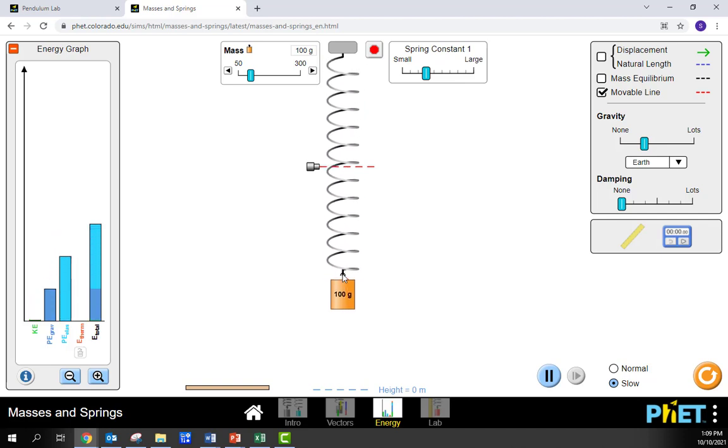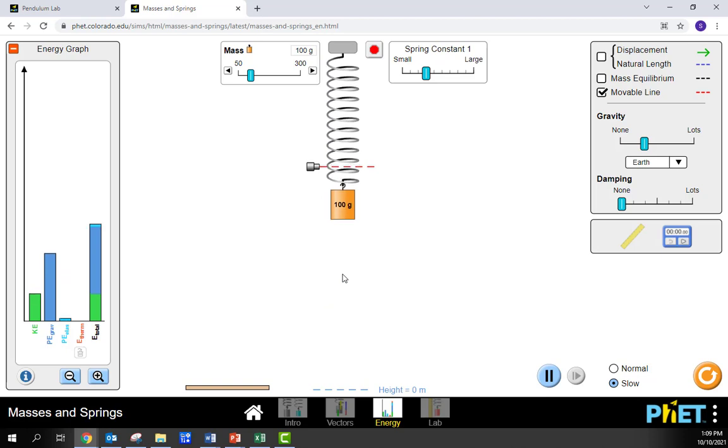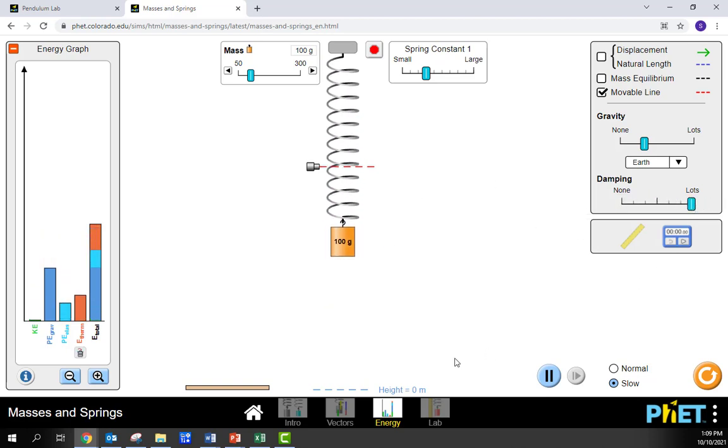Now again, if I turn on damping, this time I'm just going to go for lots, we again see that our energy changes from being elastic potential, gravitational potential, and kinetic, and instead becomes thermal energy.